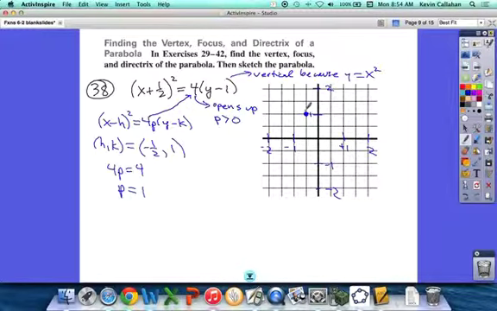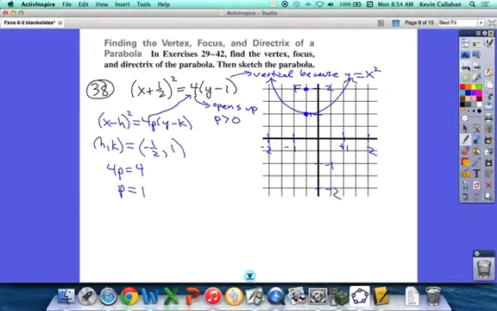We should go p, right? We have something that opens up, so it's better probably to sketch that in right away. And then we're going to put the p, or the focus, a distance of 1 inside. So we're going to go up 1 to here. There's the focus.